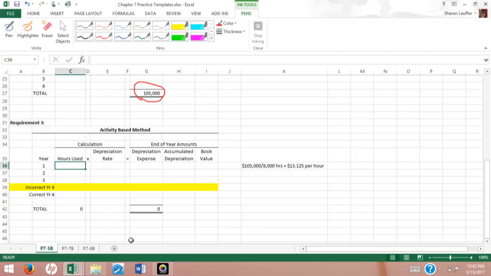So let me go back to my instructions. In the instructions, it says actual use per year, and it gives us an amount for year 1, year 2, year 3, and year 4. So I'm going to go ahead and put those hours in. Hours used: 3,000 in year 1, 2,000 in year 2, 2,000 in year 3, and 2,000 in year 4. And you'll see I've got 2 different year 4s, so we'll get that in just a minute.